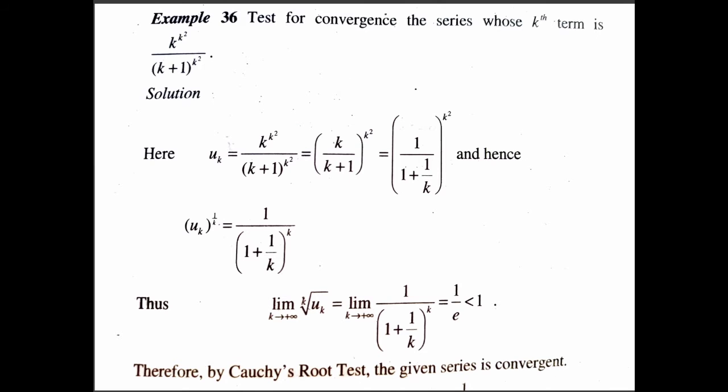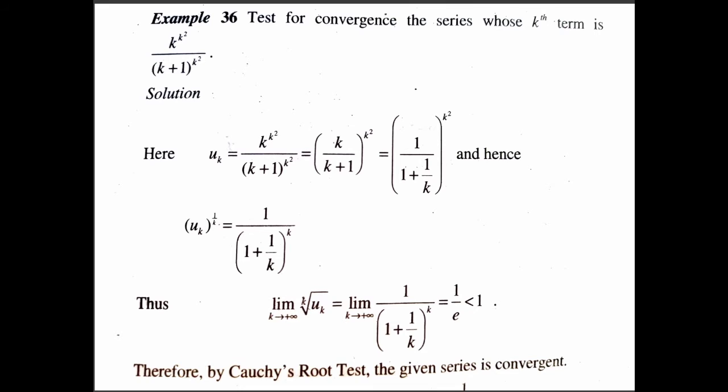Our first question is, test for convergence of the series whose kth term is k raised to k square divided by k plus 1 the whole raised to k square. How to do it? Solution is here. Let uk equal to k raised to k square divided by k plus 1 the whole raised to k square, that is equal to k by k plus 1 the whole raised to k square.